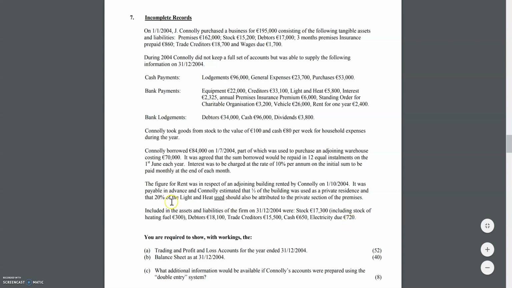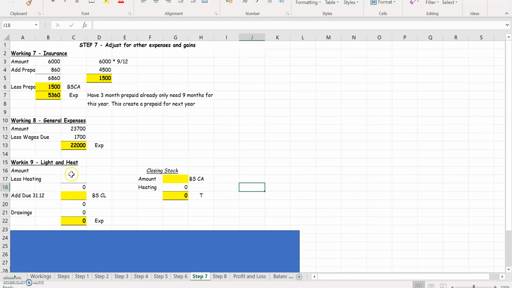That figure then, 20% of that figure goes to drawings and the 80% then will go to your expenses. And then we also need to reduce our stock, 17,300 by 300. So let's have a look and see what that's going to look like.